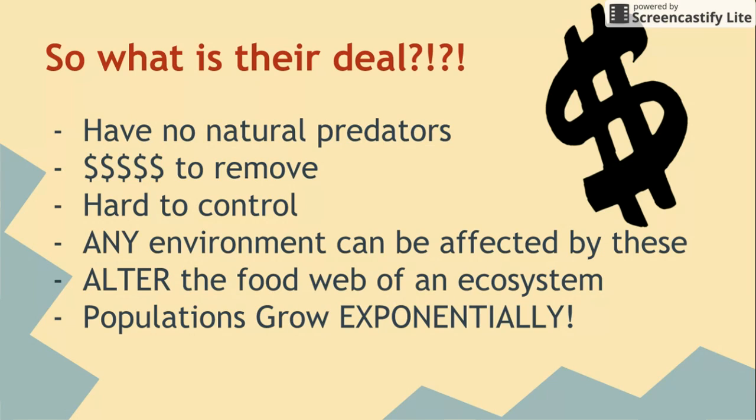So, what's up with invasive species? They have no natural predators, usually, in an area, which makes them extremely hard to remove or to control growth. They're very expensive to remove, usually. They're hard to control once they're in an area and established. Any environment can be affected by invasive species, and they can alter the food web of an ecosystem. And their populations, once again, can grow exponentially because there are not as many limiting factors or predators in the area to try and control their growth.